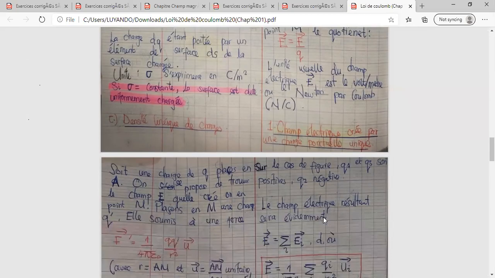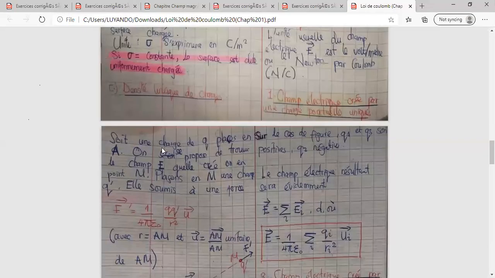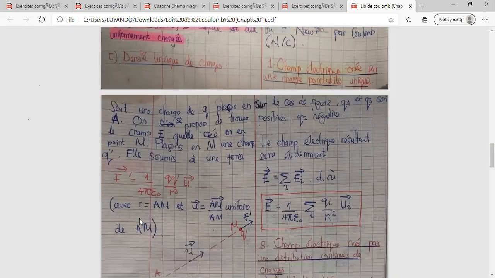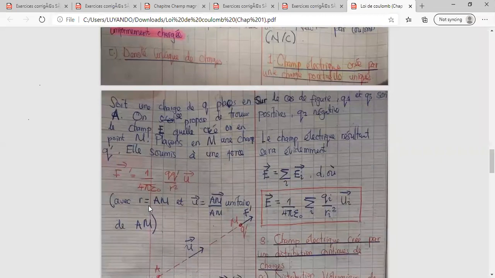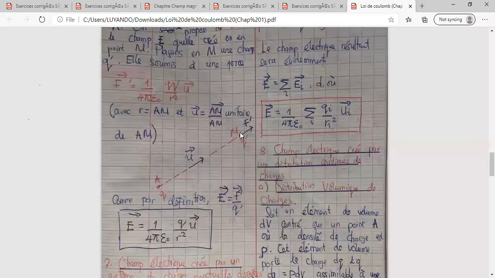So soit une charge Q placée en A, on se propose de trouver le champ électrique qu'elle crée at a point M. Plaçons en M une charge Q prime. Elle est soumise à une force F. This is the force produced by Q, as we already know, avec R the distance between A and M. So we've got this drawing here. At A, we have Q. At M, we have Q prime.